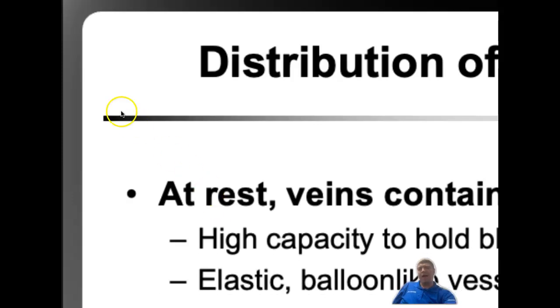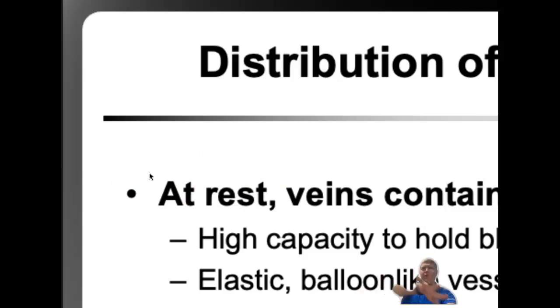There's the one I wanted. At rest, here's the thing I'm pretty sure is a quiz question. 2/3 of your blood volume is in your veins. So that's why when they draw blood, they draw from a vein, because that's where more of the blood is. They don't want to take it from an artery. That'd be bad. So that's the blood reservoir.